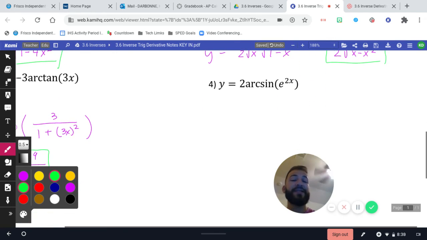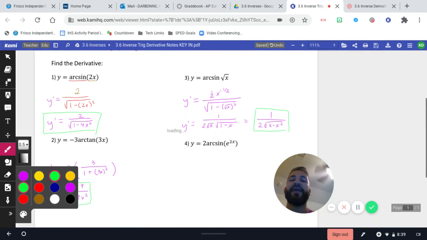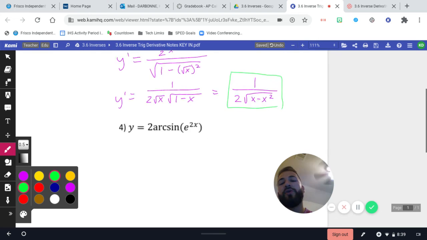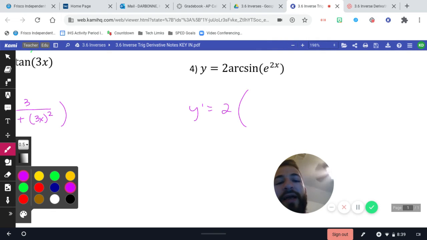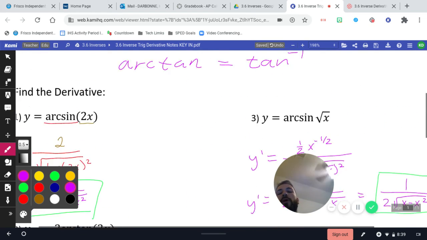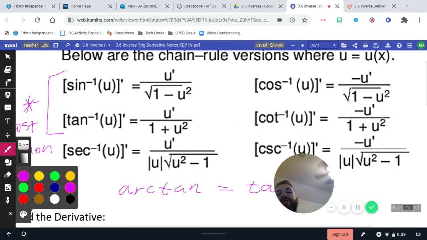Okay, last but not least, number 4. It's the trickiest one. y equals 2 arc sine of e to the 2x. If you notice, all the examples I gave you were sine and tan because they're really the ones that we use the most. So y prime equals 2 on the outside, so I'm going to make sure I keep it outside. Arc sine is u prime over the square root of 1 minus u squared.